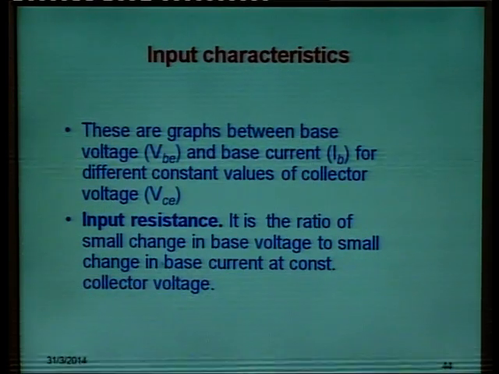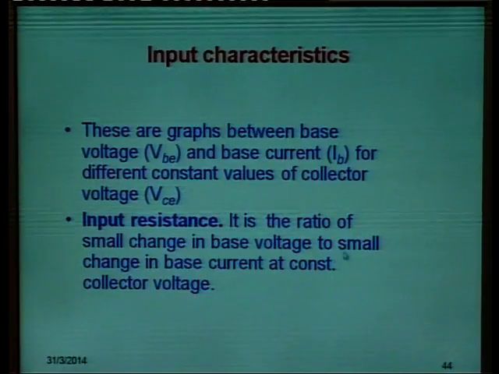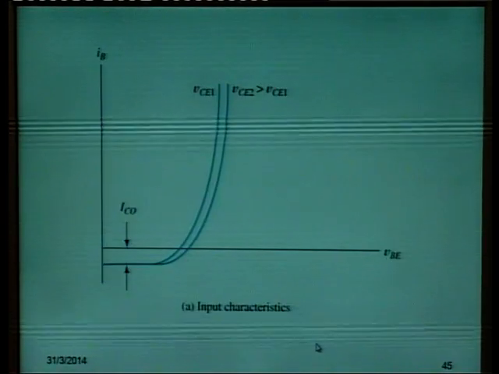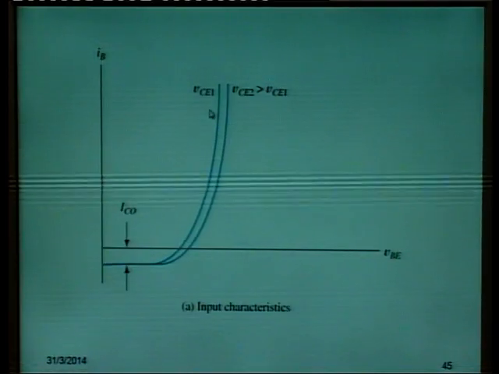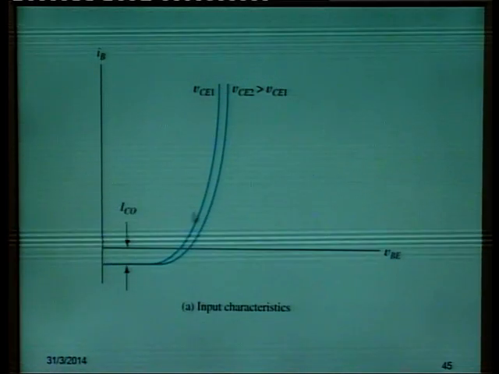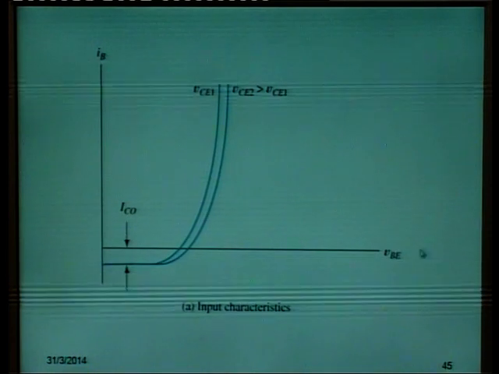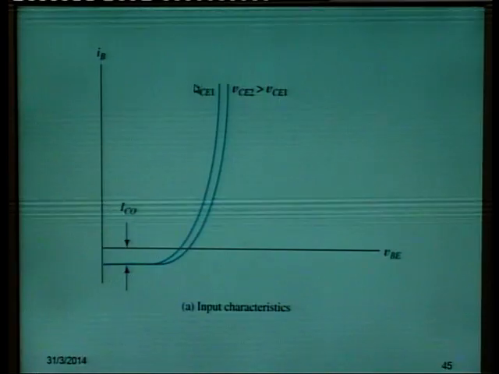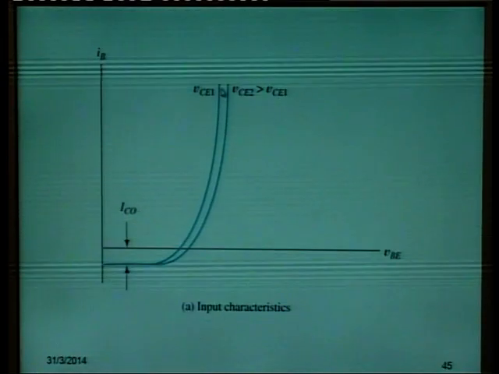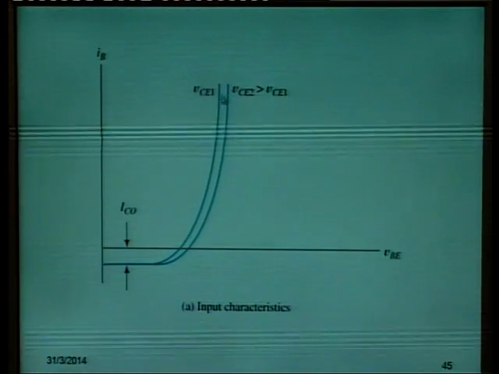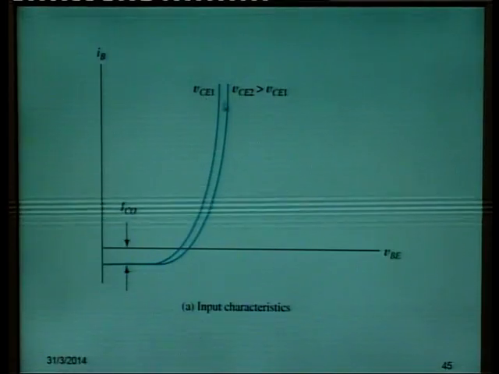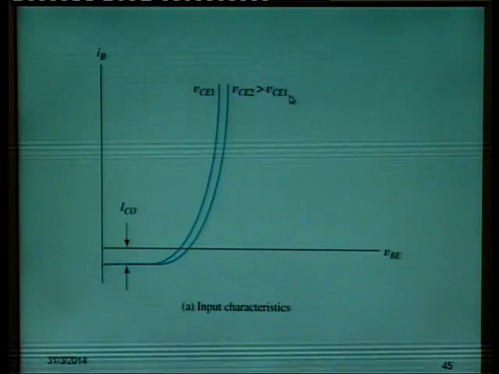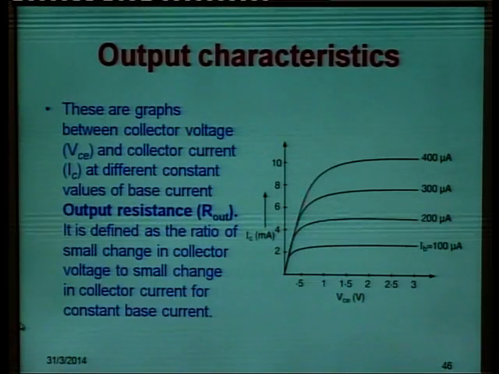It is the ratio of small change in base voltage to small change in base current at constant collector voltage. The graphs will look like this. So, this is a graph between base emitter voltage and base current with collector emitter voltage constant. One graph is at one voltage. This is for the first, this is for the second, and this second voltage is greater than the first one.